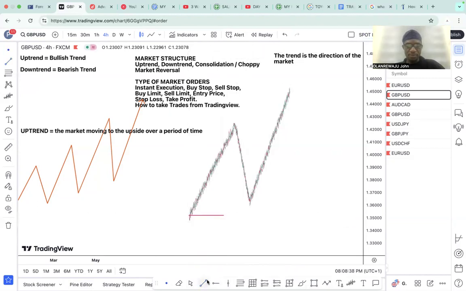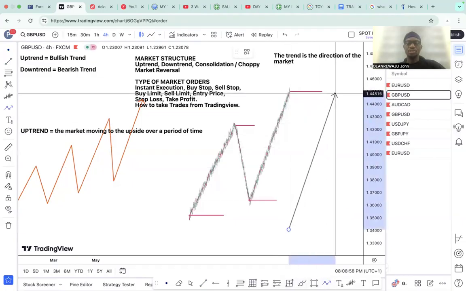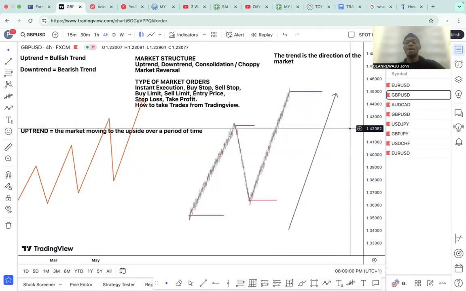The market gave us a high. The market then gave us another low. And then the market gave us another high, of which when you look at everything overall, you realize that the market is heading towards which direction? Towards the upside. Now, why are they called higher highs and higher lows?